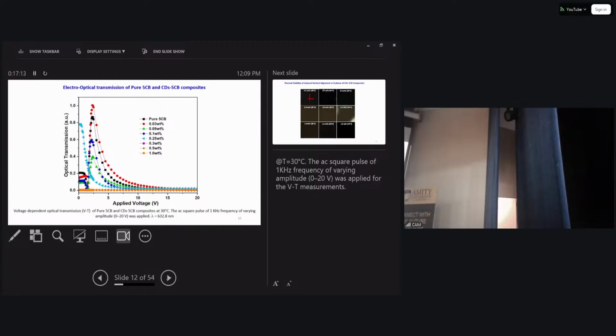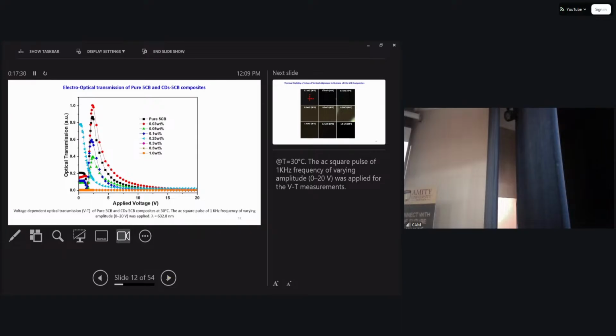You shine a laser light, a single monochromatic light source, then record the intensity of transmission and plot the graph with the voltage. What we find, you can see on the X-axis you have the applied voltage in volts. This is called the optical transmission. You can plot it here.